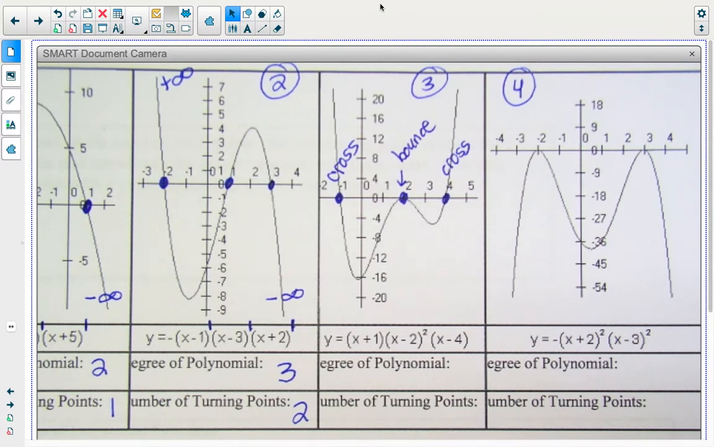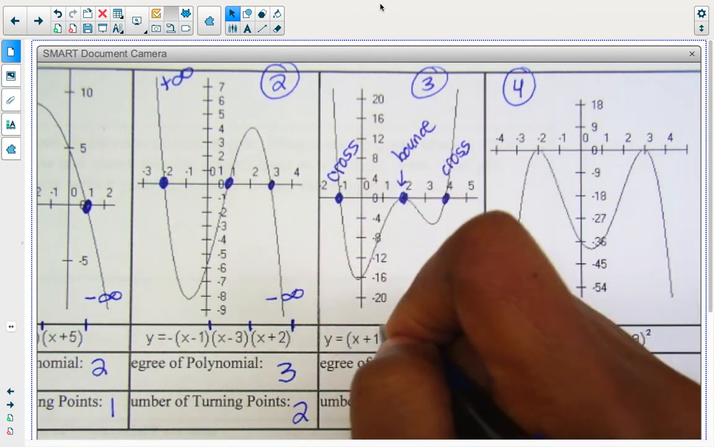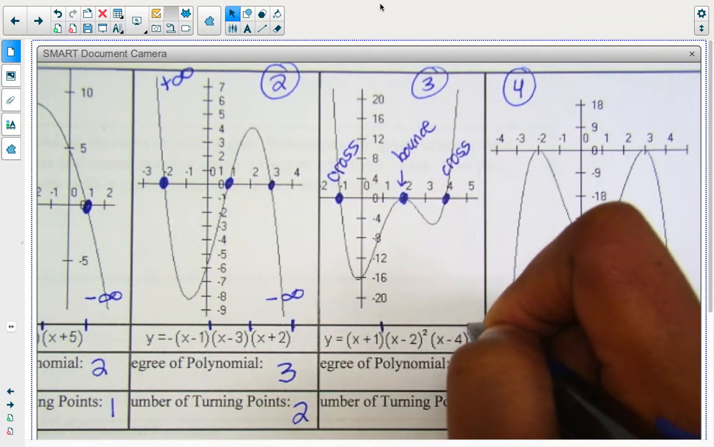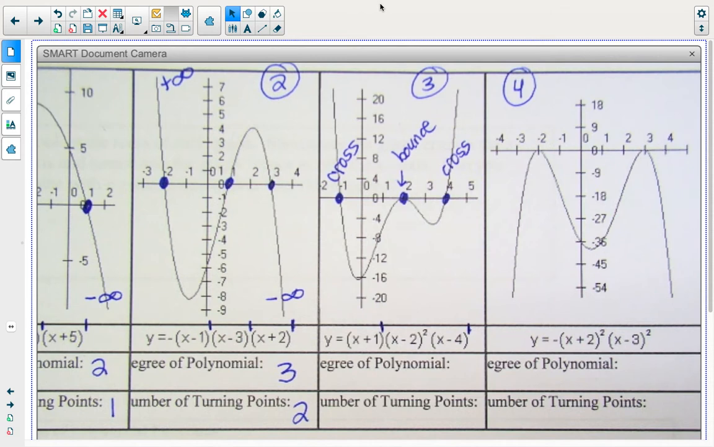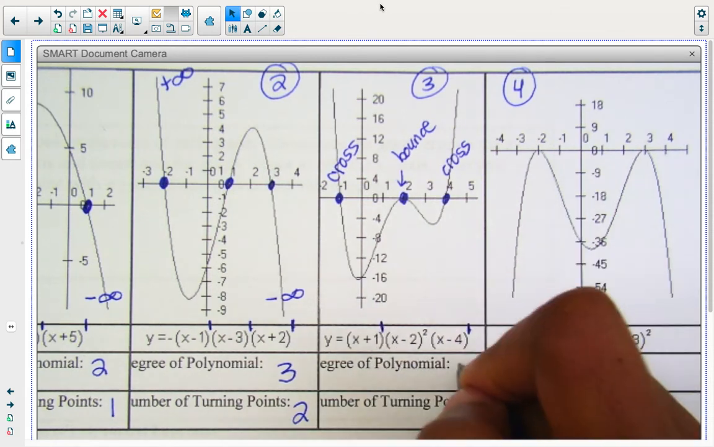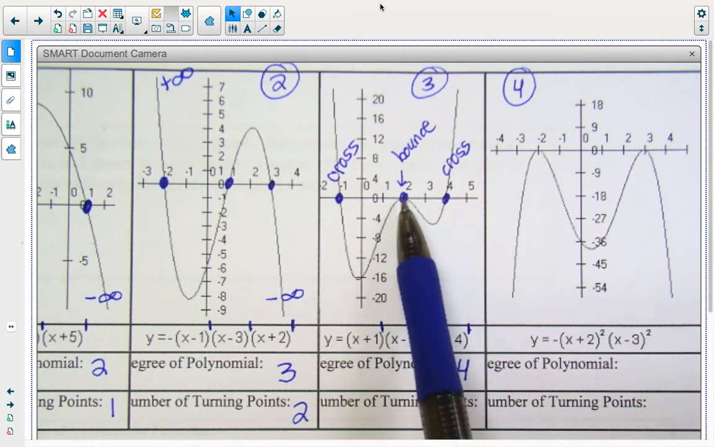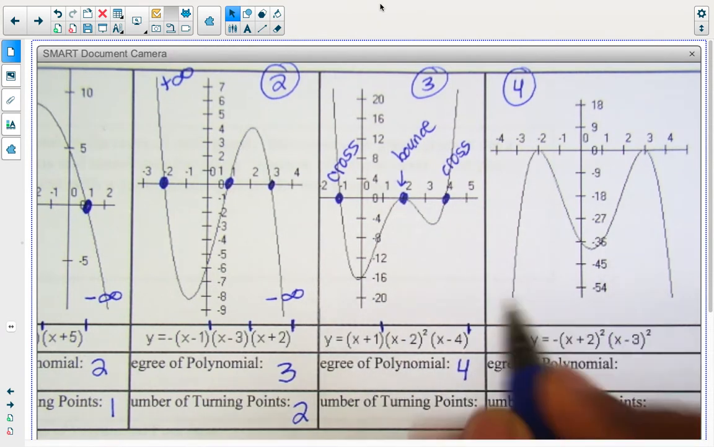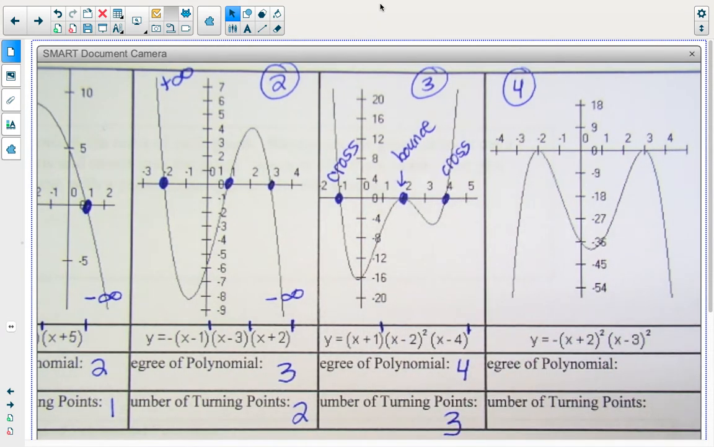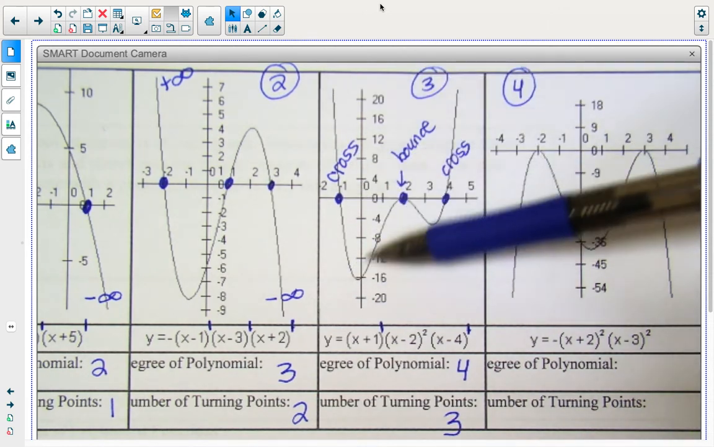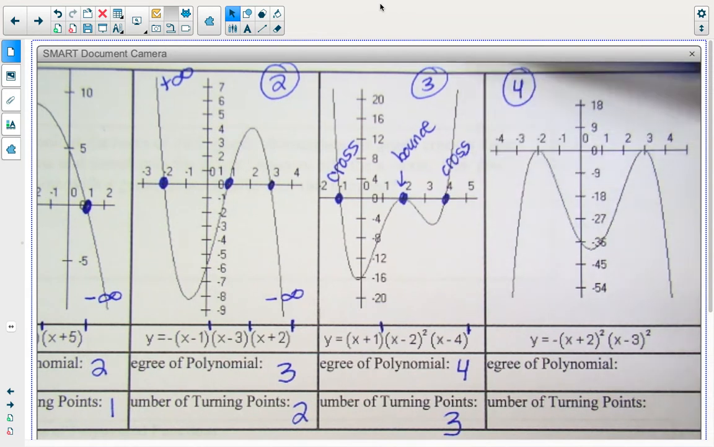I still can find my degree. My understood exponent here for these 2 equations, this one's 1 and this one's 1. So I can add up my exponents. So this is 1, 2, 3, 4. So my degree of this polynomial is 4. How many turning points do I have? Well, there's a turning point there, there's a turning point there, and there's a turning point there. So there are 3 turning points. And this is a quartic function. It goes 1, 2, 3, 4.